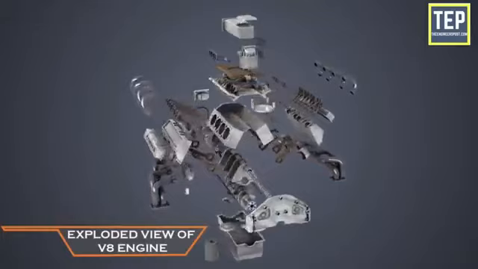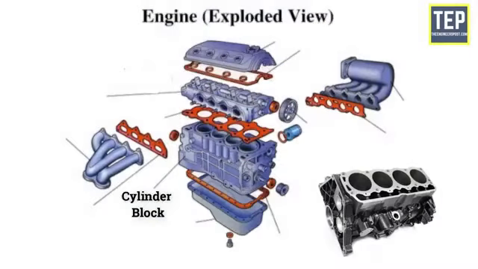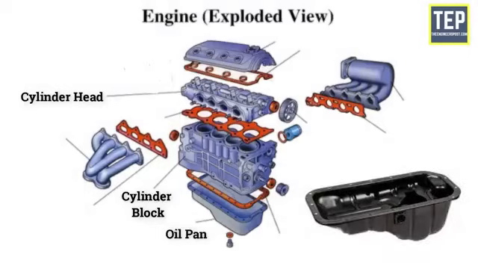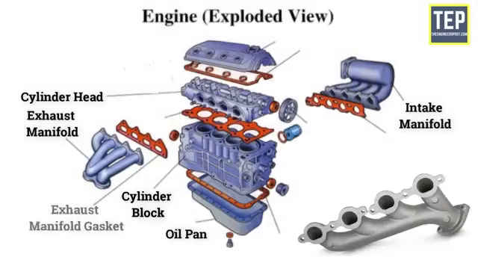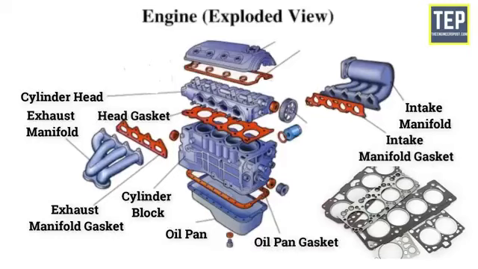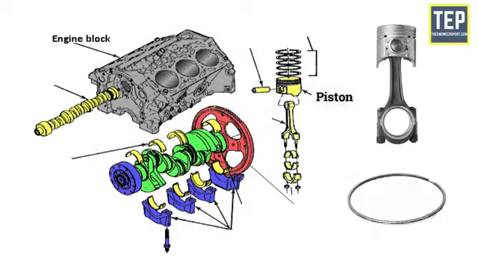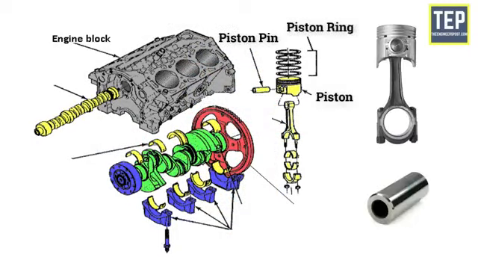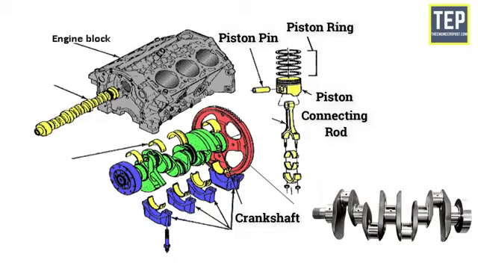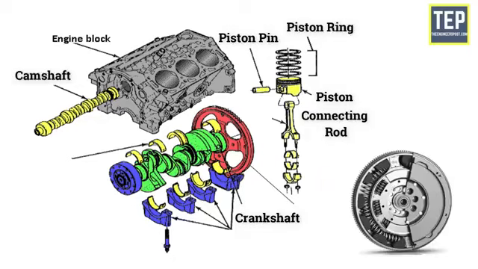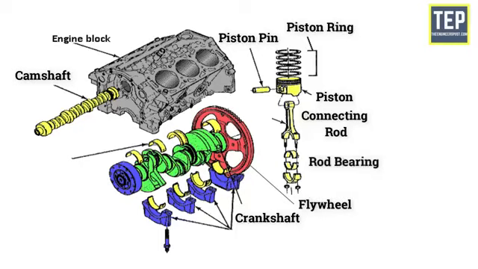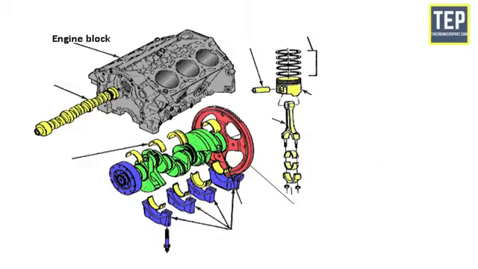The main parts of a car engine are cylinder block, cylinder head, oil pan, manifolds, gasket, and piston, piston ring, piston pin, connecting rod, crankshaft, camshaft, flywheels, rod bearing, main bearings, and bearing caps. Now let's take a look at each of the engine parts in detail, starting with the cylinder block.